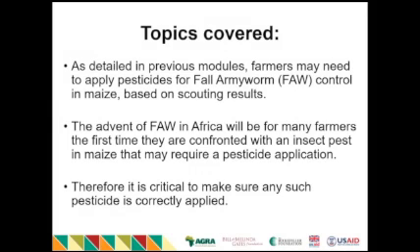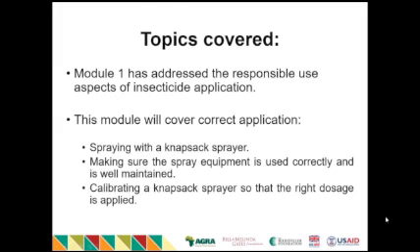So as already mentioned, we've detailed in previous modules that farmers may need to apply pesticides for fall armyworm control, and once again we should emphasize that we want to base this on scouting results. We don't want farmers to apply pesticides willy-nilly. We want them to actually have reasons for applying pesticides. It's critical to make sure that any pesticide is correctly applied for the reasons I've already given. So Module 1 addressed the responsible use aspects of insecticide applications, and in this particular module we will cover spraying with a knapsack sprayer. In Africa, most of the farmers will have access to a knapsack sprayer, and that will be the equipment that they will be using to apply pesticides to control fall armyworm.